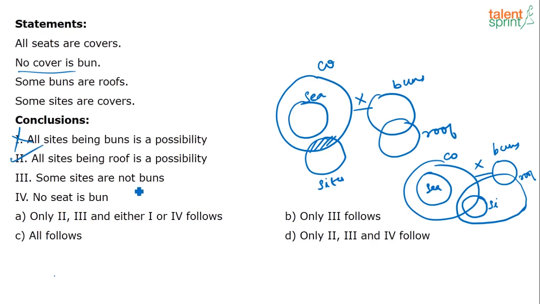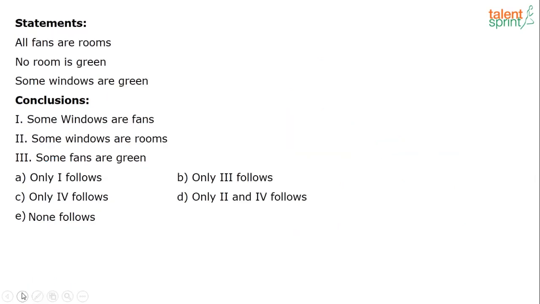Now some seats are not buns. Definitely, yes, see this seats. These seats which are covers are definitely not buns. So this is also a definite conclusion. Then no seat is bun. Yes, that is also a definite conclusion, right? Because all seats are covers and no covers are buns. So no seat is bun. So conclusion 2, 3 and 4 follows. That is option D. Yes, everybody got it correctly. Let's move on to the next question.